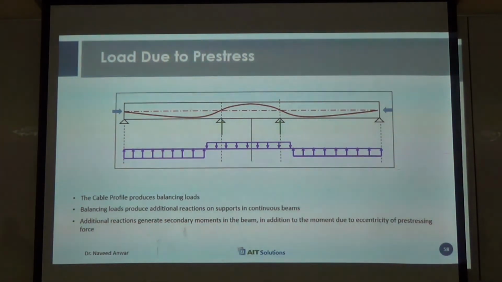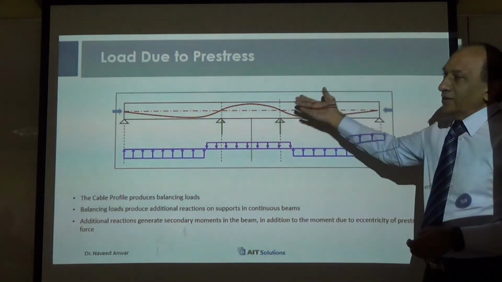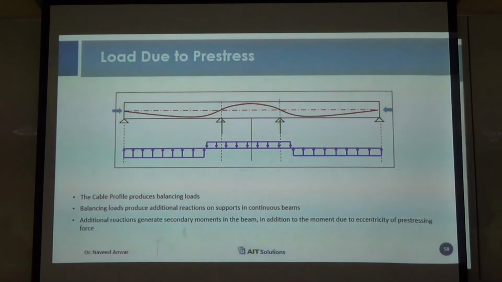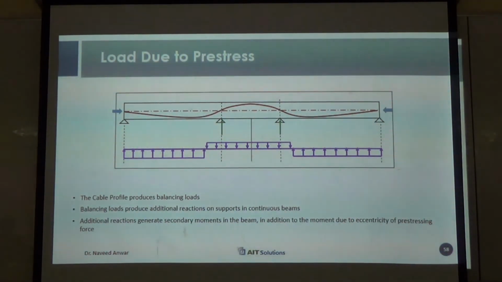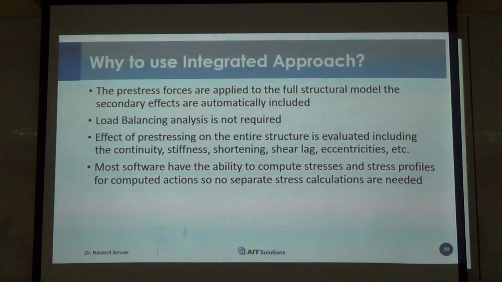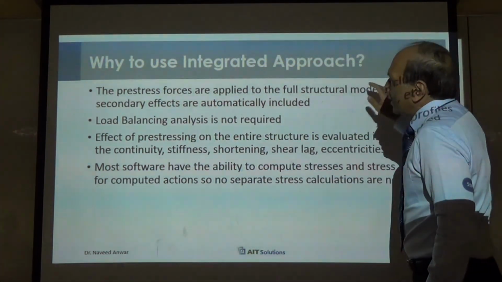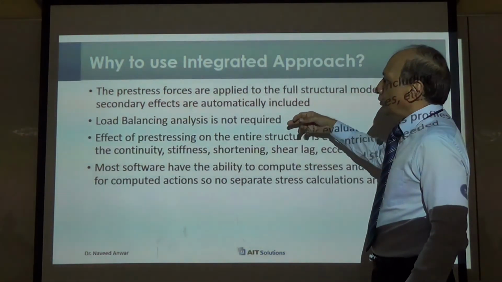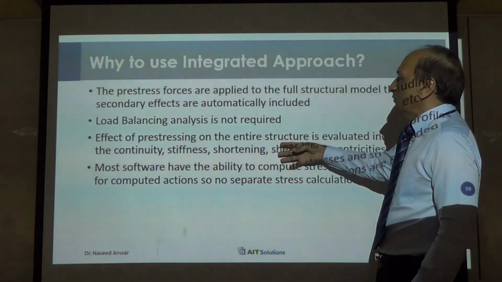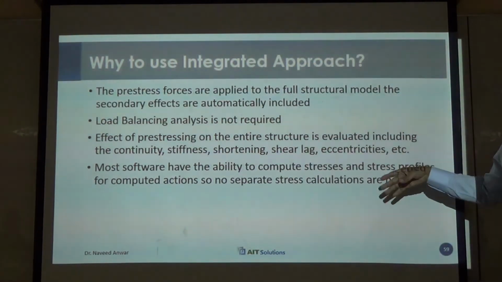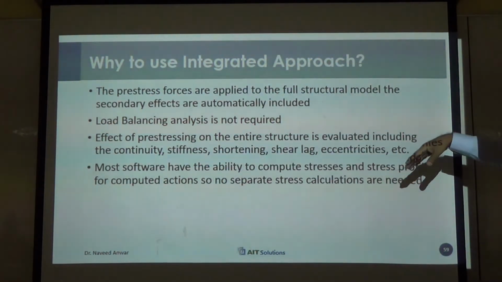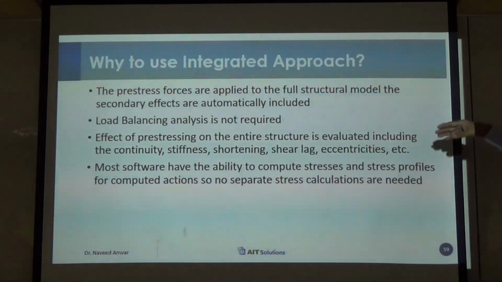So pre-stressing, because it's a load like this one, can change the entire deflection and long-term stability of the bridge, and needs to be handled properly. So when the pre-stress force is applied to the full structure model, the secondary effects are automatically included. Load balancing analysis is not required. The effect of pre-stressing on the entire structure is evaluated in stages. Continuity, stiffness, shortening, shear lag, eccentricities.